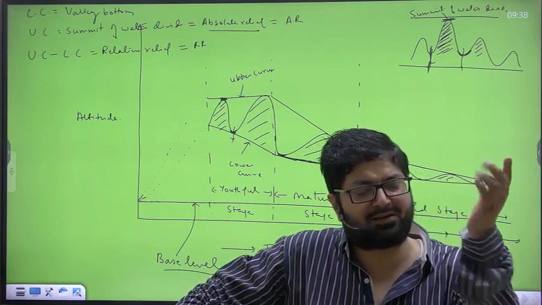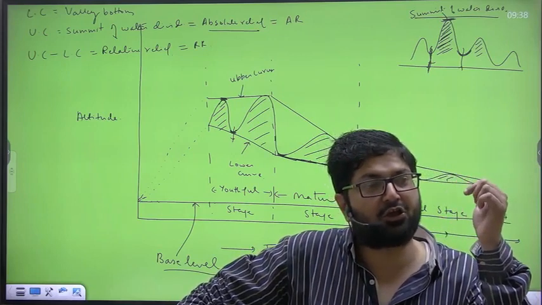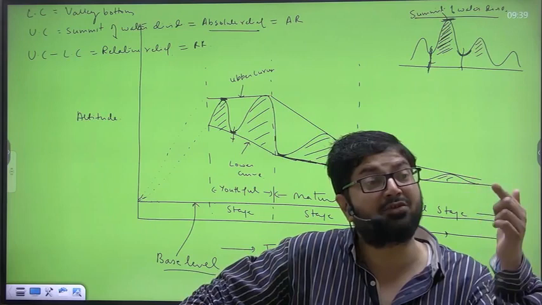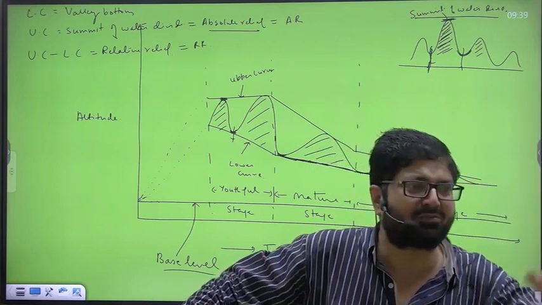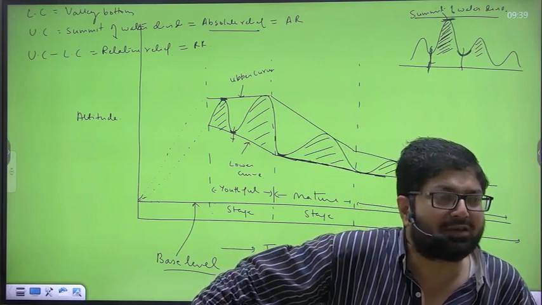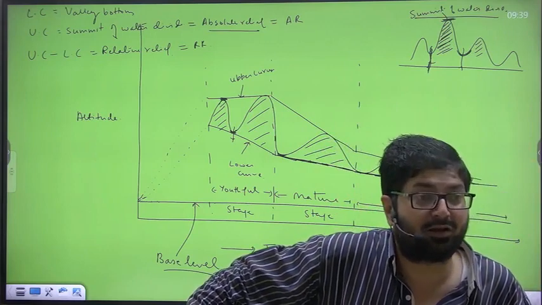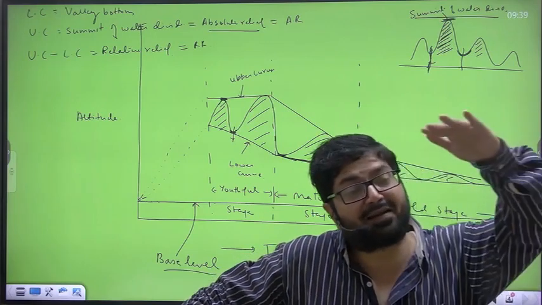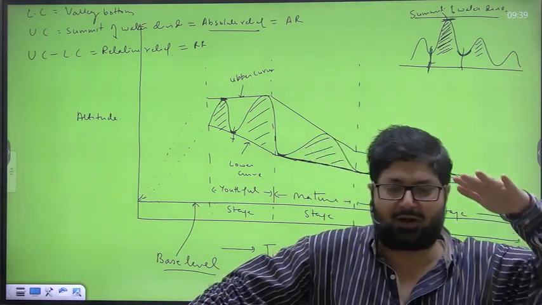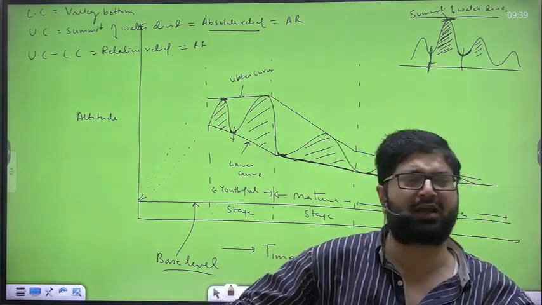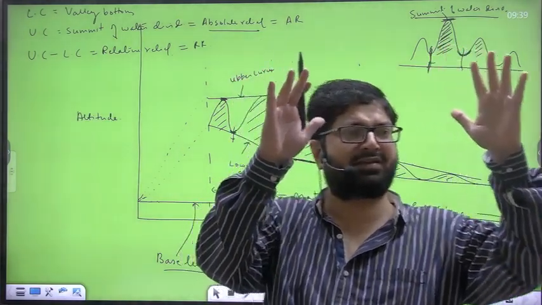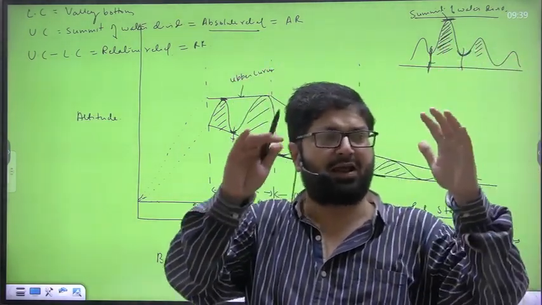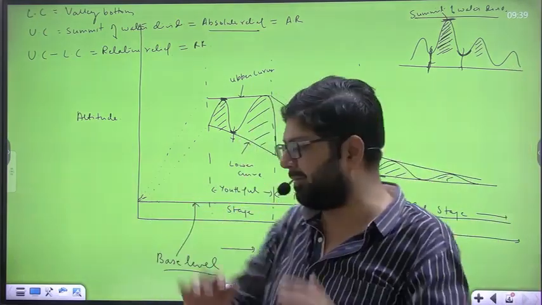Once what Davis said, the cycle of erosion begins only once upliftment is complete. His fifth assumption is what? Cycle of erosion begins once upliftment is complete. Now, in youthful stage, when the topography gets uplifted, now it is ready for erosion. Now cycle of erosion will begin.